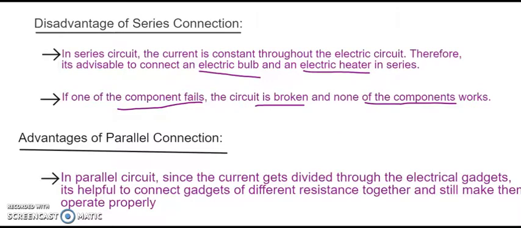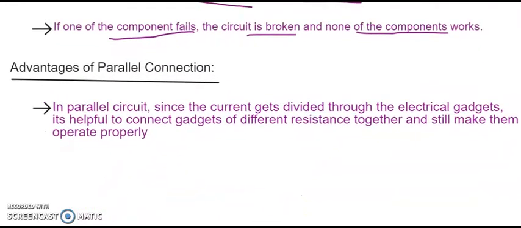Whereas the best advantage of parallel connection is that each device gets its own required current because the current is divided. Each electrical gadget has its own resistance, so according to its resistance, that much current will flow and the gadget will be used to its utmost level. So you can connect a fridge, an AC, a mobile phone charger, a TV, all in parallel, because all of them require different amounts of current. That's the biggest advantage of parallel connection.